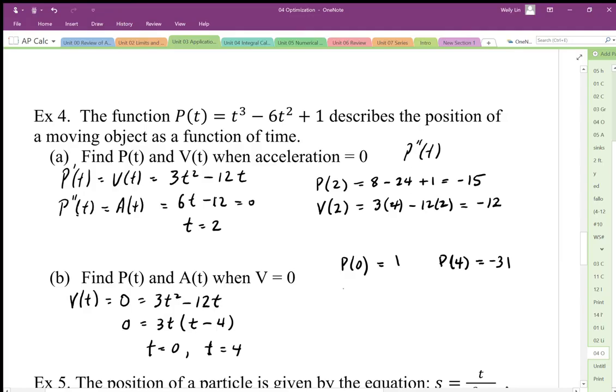Then we need to find the acceleration at time 0. The acceleration at time 0 is going to be negative 12. There's my acceleration function, and I'm going to plug into that. Again, if I keep track of and organize my information, I can find it fairly easily. So the acceleration at time 4 is going to be equal to 24 minus 12, which is positive 12.